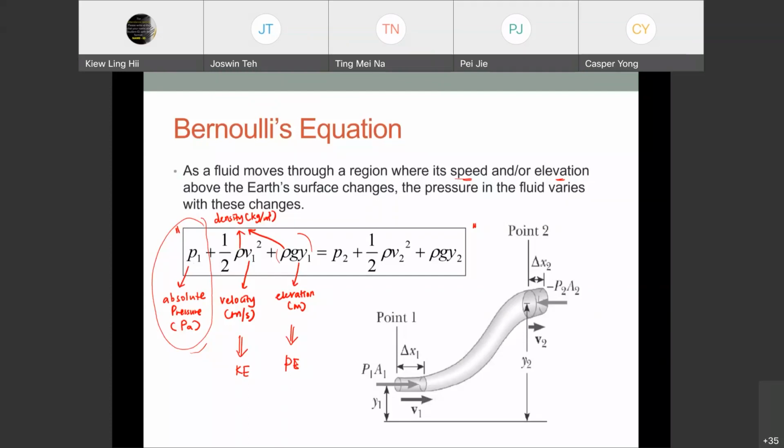All right, so if the fluids are the same, then the total expression here at point 1 is equal to the total expression here at point 2. Okay, so this is what we will do with our calculation, yeah?